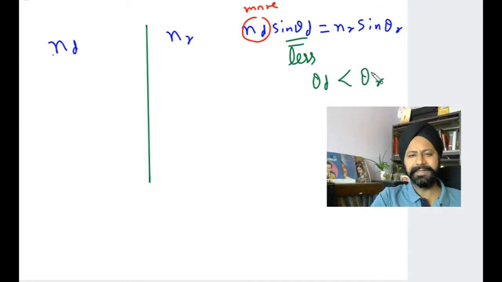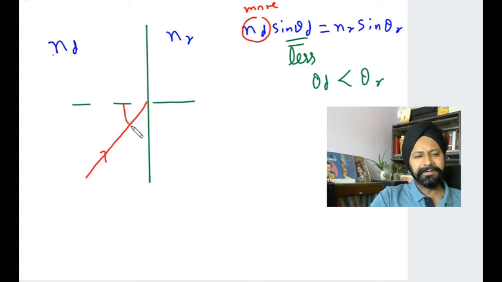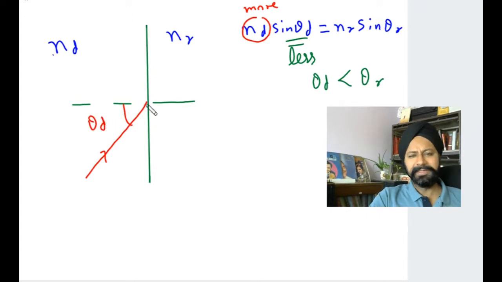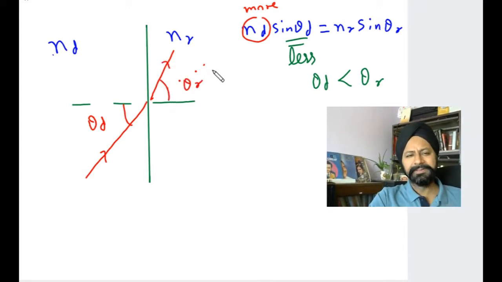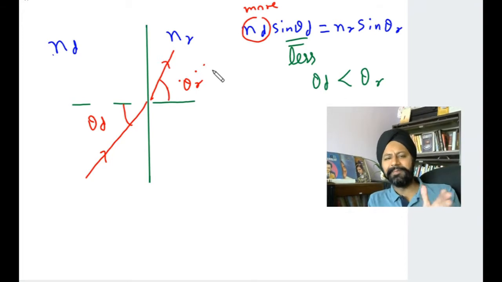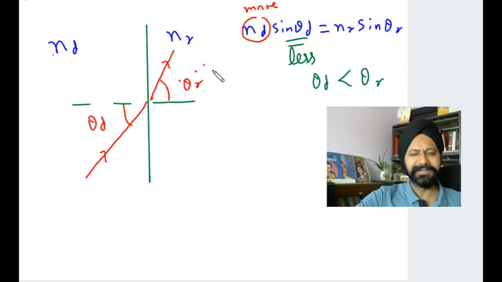Theta d always has to be less than theta r. So let's say this was my normal, and there's a ray of light traveling here. This is theta d, but theta r has to be more. So light was going in this direction, theta r has to be more, so it will bend away from the normal. So when light goes from denser to rarer, it bends away from the normal. And this is what we will also use when we study the critical angle.